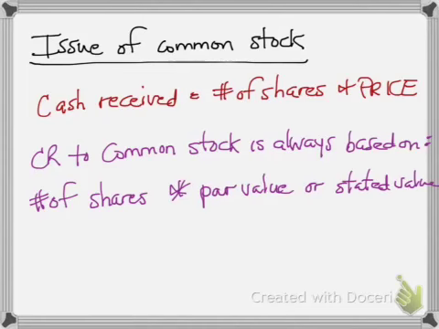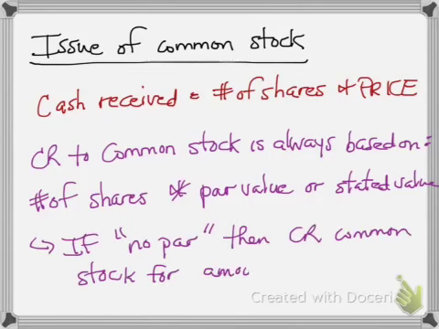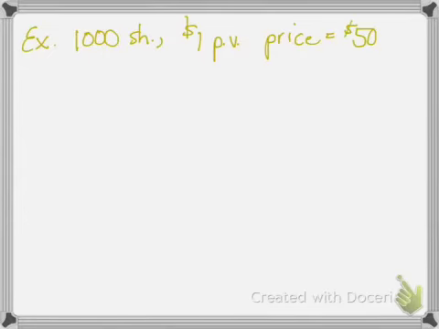The credit to common stock is always based on the number of shares times the par or the stated value. And if it's no par stock, then you credit common stock for the same amount that you debited cash for, the amount of money that was received. So let's look at an example. What if we issued for the very first time 1,000 shares, it's $1 par value, and the market price is $50? How are we going to record that?